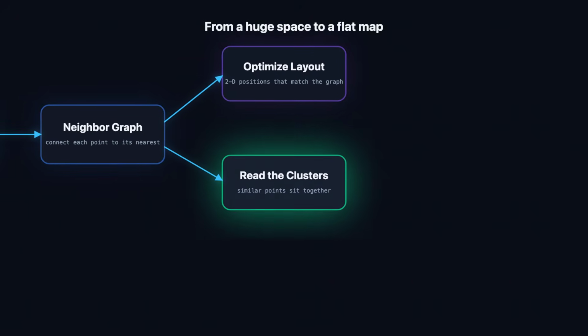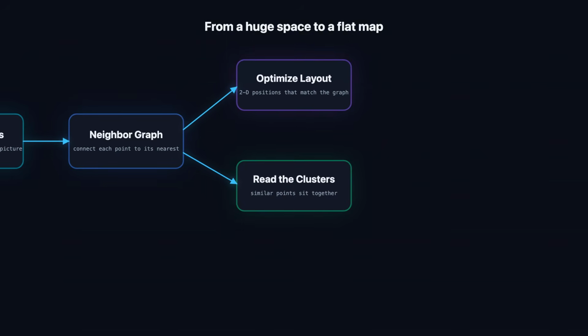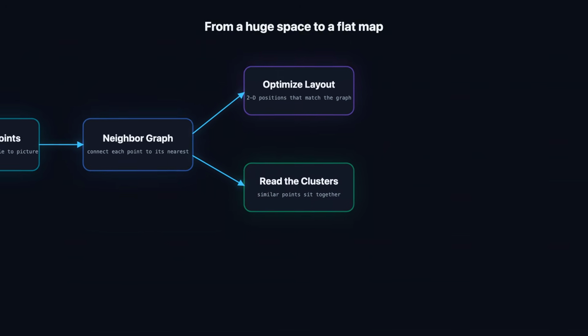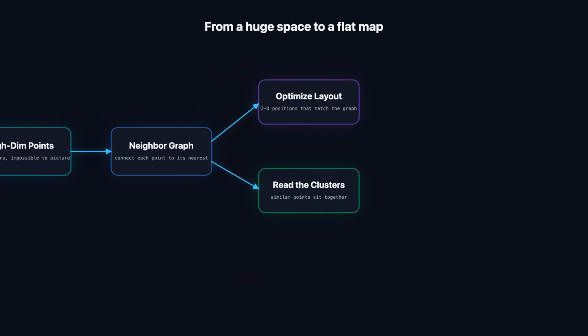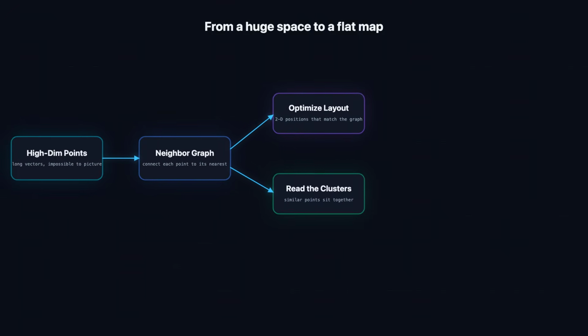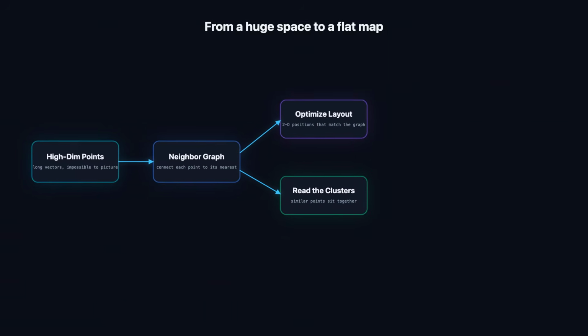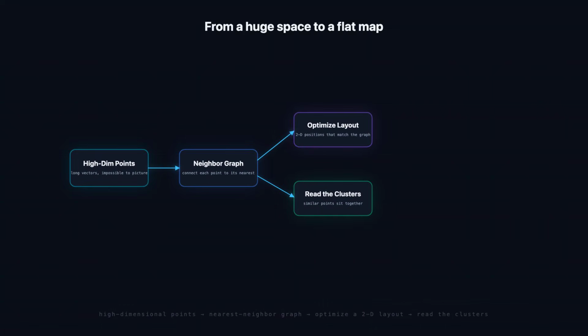Finally, read the clusters straight off the map. Points that were genuinely similar now sit together in tight groups you can see at a glance. So the plot becomes a faithful, browsable summary of a space you could never have pictured directly. Word vectors, single-cell profiles, image features, all of them turn into a landscape you can explore.